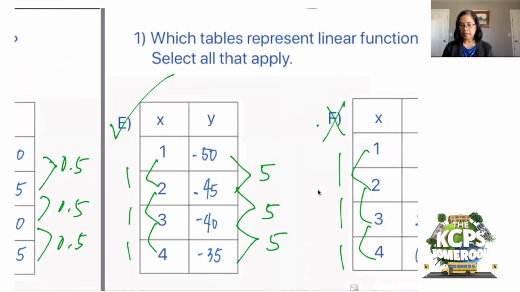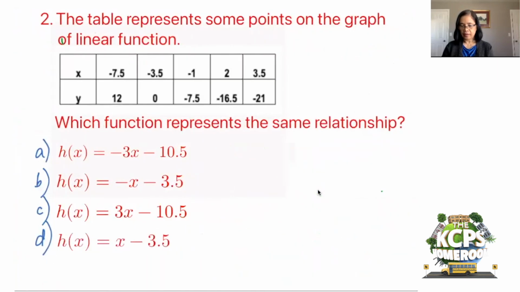Ready? So in the next item, we are given a table with points that are on the graph of a linear function. So this is already predefined that this table represents a linear function. So we are asked which function represents the same relationship. So we are asked which of these equations here would represent the table of values.